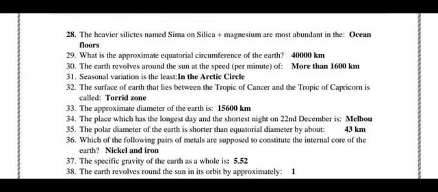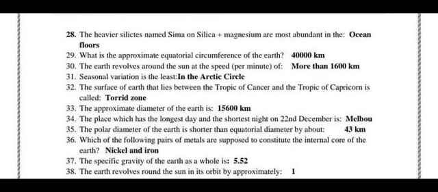Sima, silica plus magnesium, are most abundant in the ocean floors. What is the approximate equatorial circumference of Earth? 40,000 kilometers. The Earth revolves around the Sun at a speed per minute of more than 1600 kilometers. Next, seasonal variation is the least in the Arctic Circle.